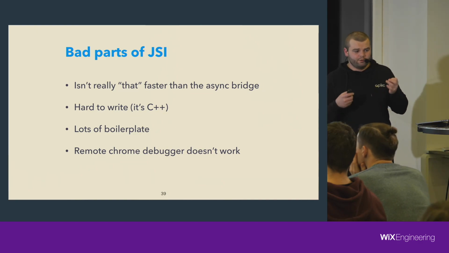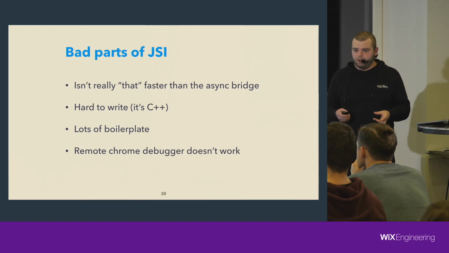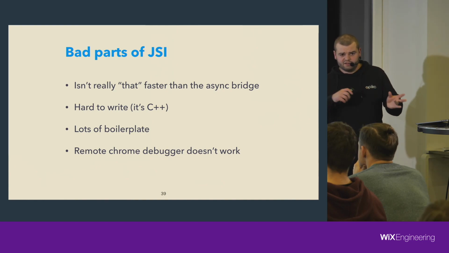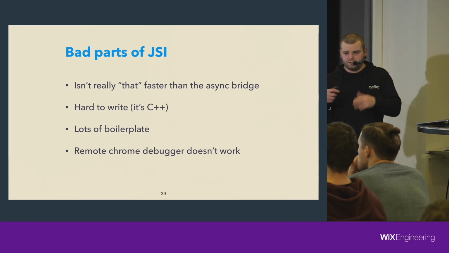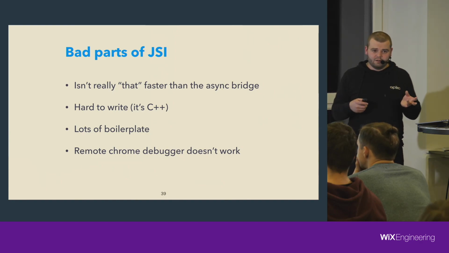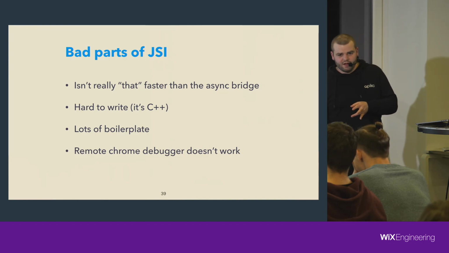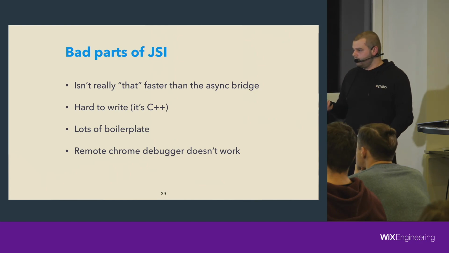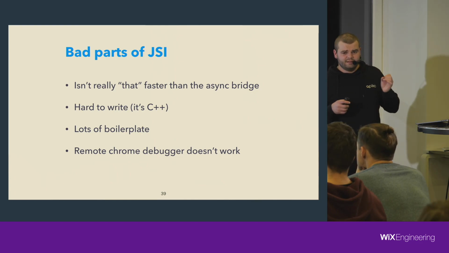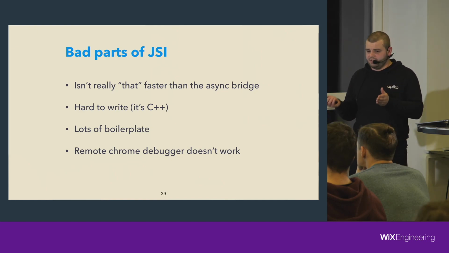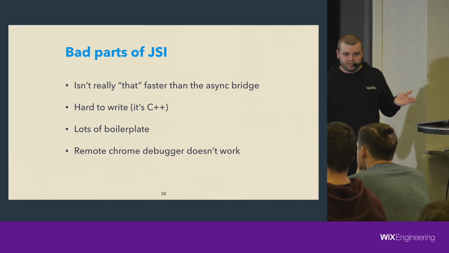Also, you cannot debug JSI on Chrome, like using the remote Chrome debugger, because JSI is a native thing and it won't use the WebSockets for communication like it does on the Chrome debugger. Basically, with the remote Chrome debugger enabled, we pass the messages from JavaScript to the native over the socket, sending to the device itself. But with JSI, there's no async bridge, there's no serialization, there's no socket, so basically you cannot use it.